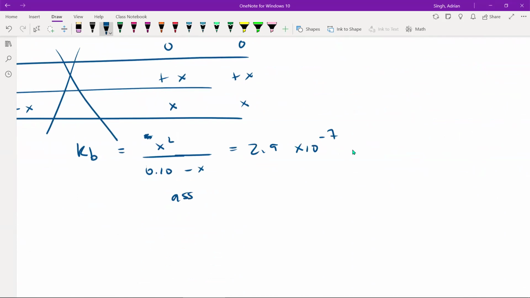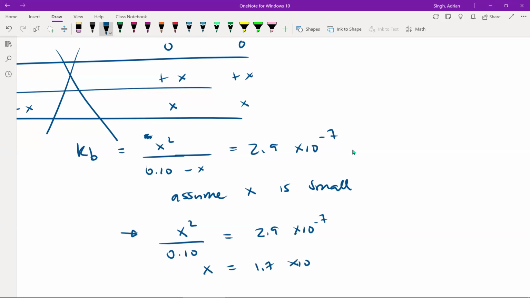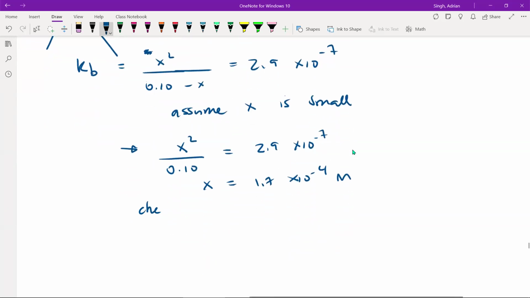Okay, and we're going to assume X is small. So this becomes X squared over 0.10 equals 2.9 times 10 to the minus 7. We solve for X, and X here is going to be equal to 1.7 times 10 to the minus 4 molar.